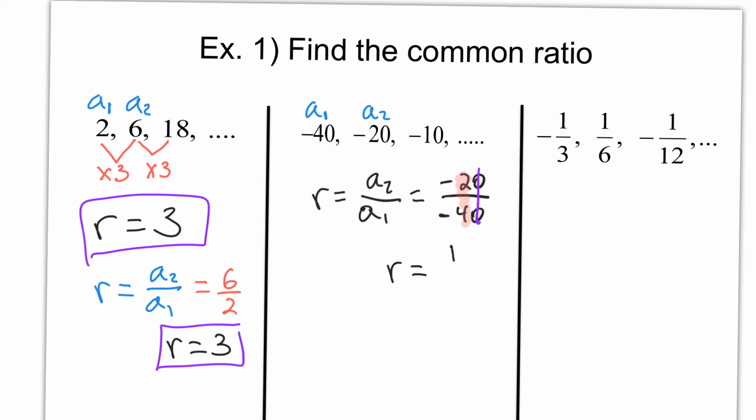And you guys are multiplying by a fraction. Your common ratio is 1/2. So we got this one. Now let's look at the fractions, okay?